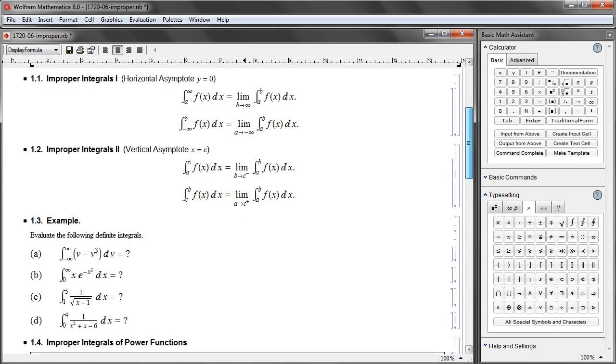Let's go over to improper integrals of second type. What if we have vertical asymptote? Consequently, the function is not defined in the interval a to c. A closed interval a to c. It should be half open, half closed interval, because at x equal to c, the function is undefined.